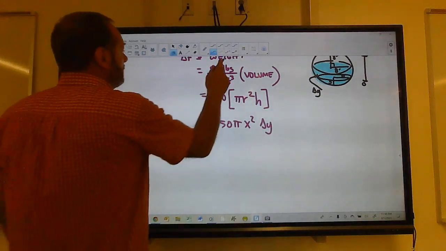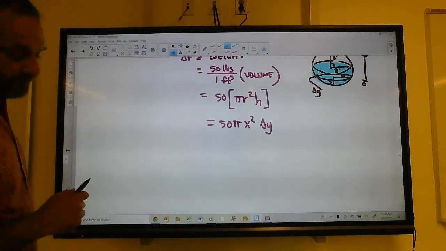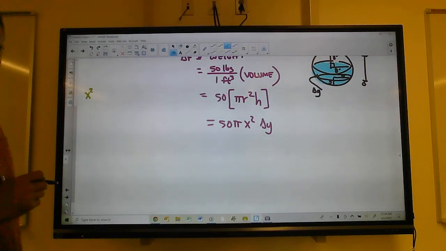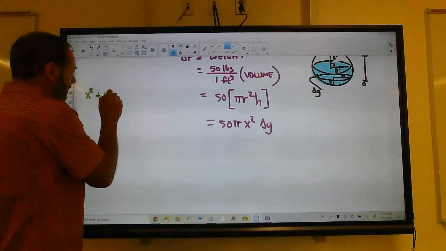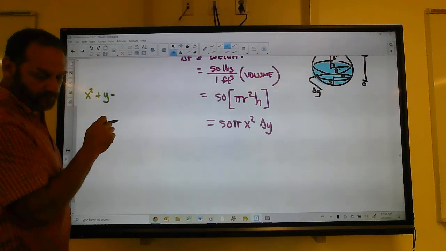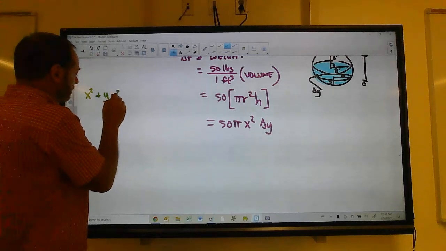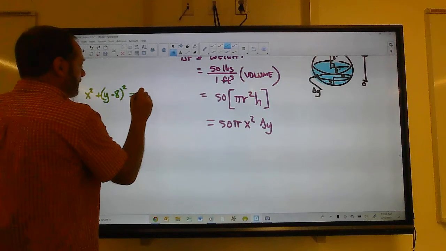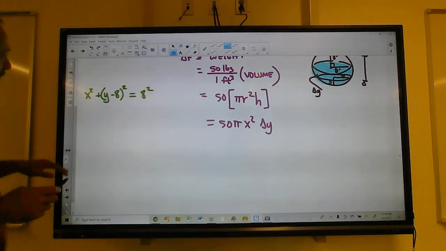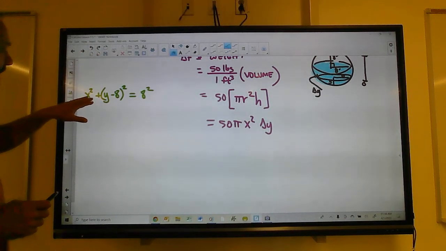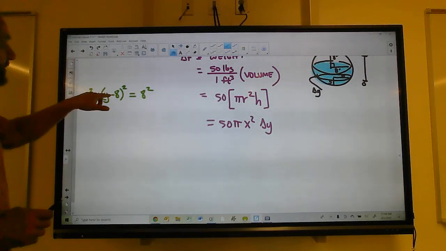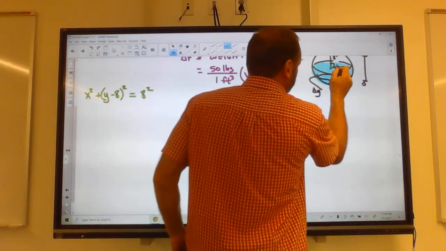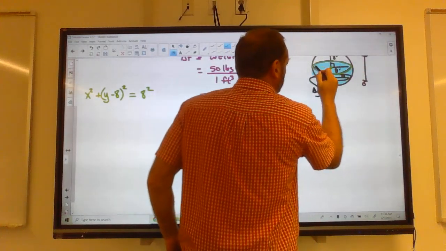So we're going to take the equation for a circle, which is going to be x squared plus y minus 8, squared, equals 8 squared. I'm sorry, not a sphere, a circle. So this is the equation for a circle with a center at 0, 8 and a radius of 8. So that's going to be the equation of that circle with that center right there. It's going to be this green circle right at the top.